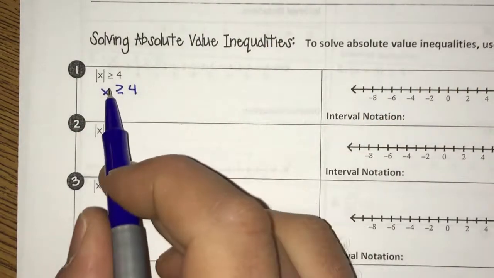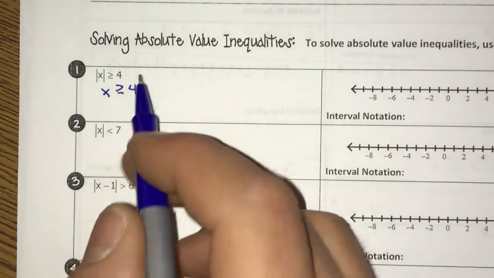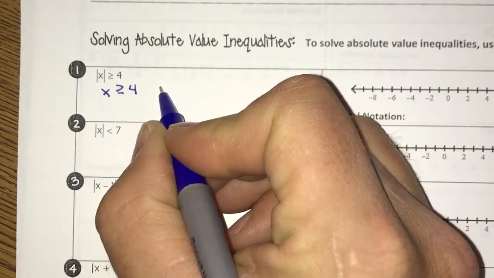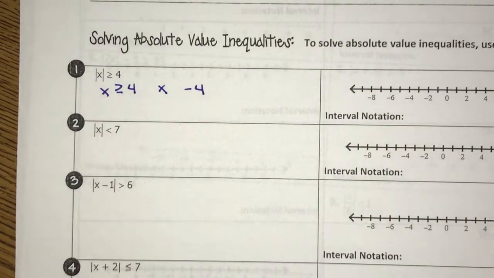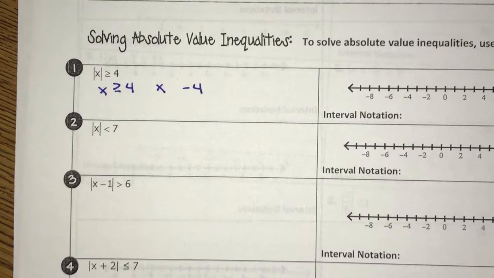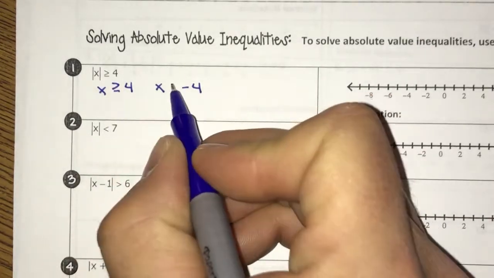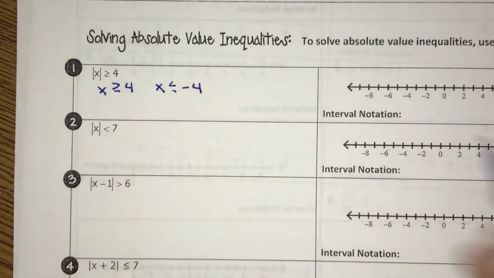Okay, and then very similar to when we solve absolute value equations, we still have x, but we have negative 4 because of the absolute value. But then you also flip the sign over. So instead of x is greater than, this one's going to be less than or equal to.